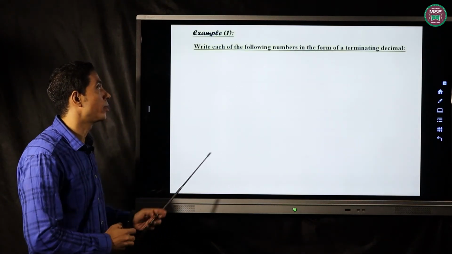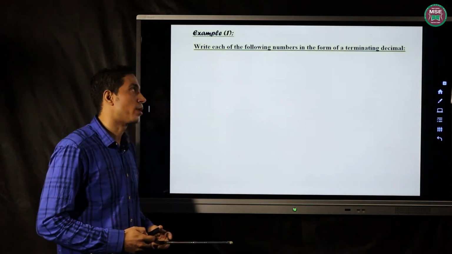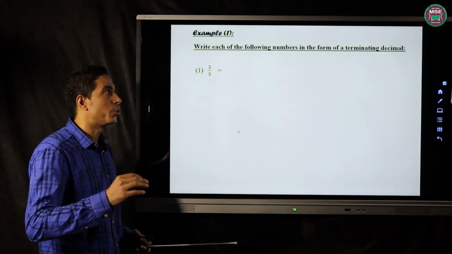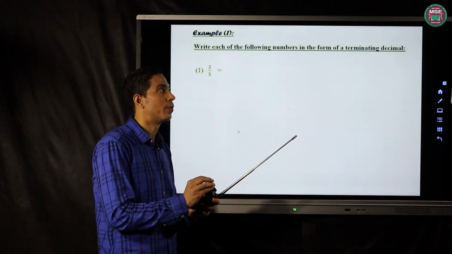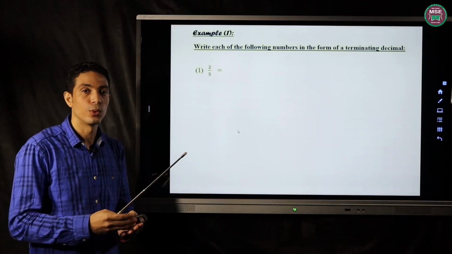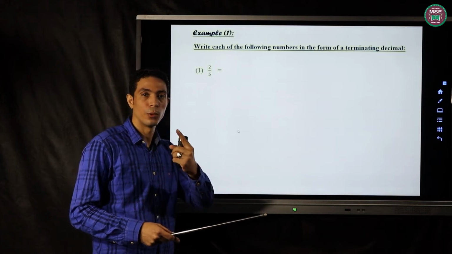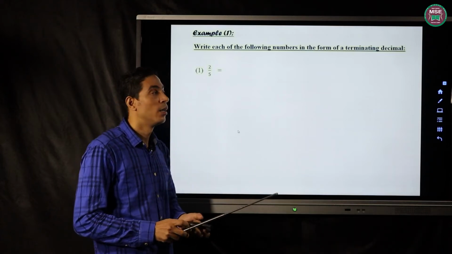Example number 1, write each of the following numbers in the form of a terminating decimal. Terminating decimal means that after the decimal point we have a limited number of digits, like 5.2, 0.3, 0.25. We have one digit, 2 digits, 3 digits after the decimal point.